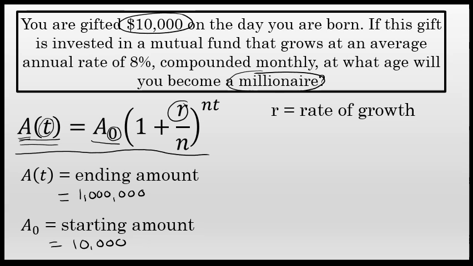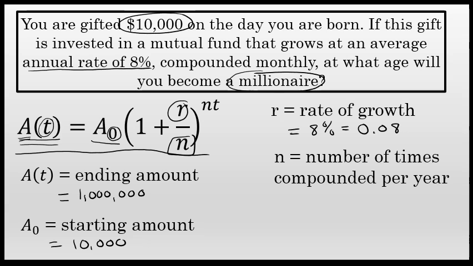Next, the value of r is the rate of growth, the percent rate of growth that this investment will grow over the course of a year. Our annual rate that we're assuming in this problem is 8%. The rate of growth is 8%. We'll represent this in the problem as a decimal. 8% is 0.08.